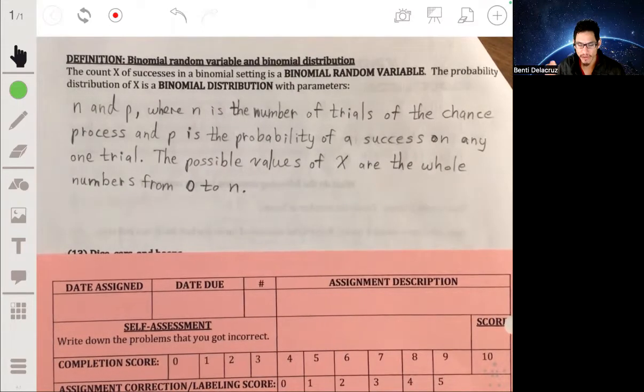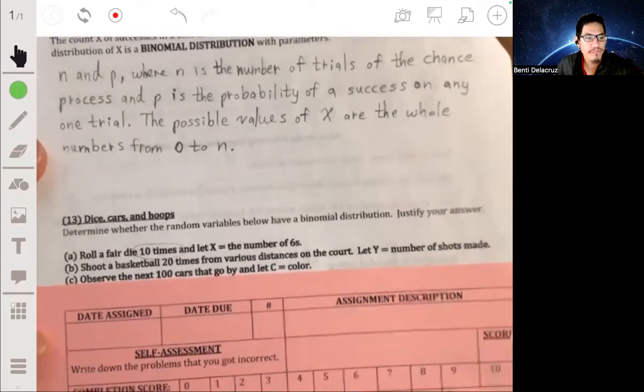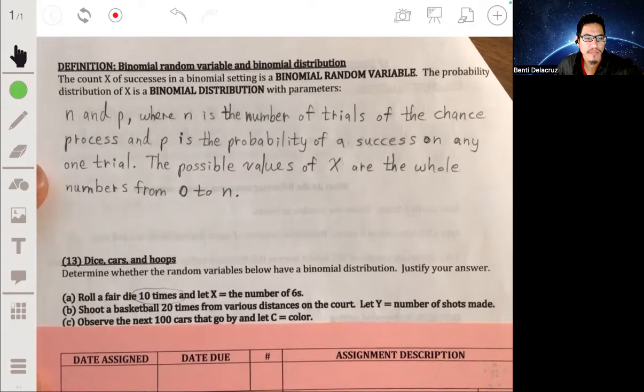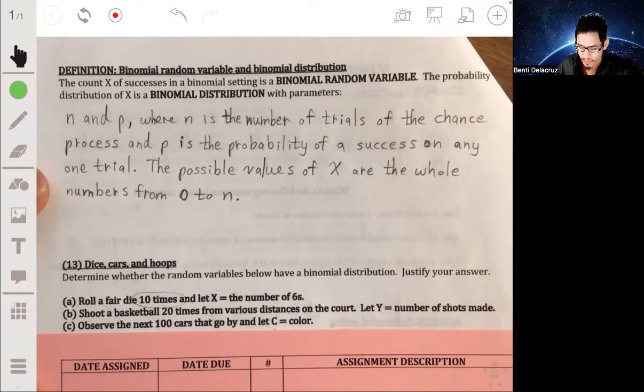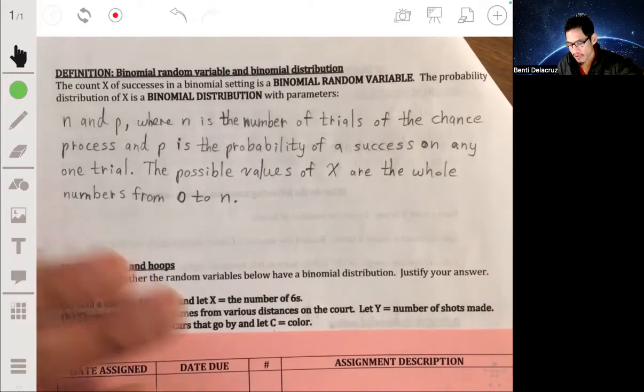You can't have like 2.5 or 3.5. Well, let's go through a practice problem. Here we're going to see which of these variables have a binomial distribution. So think to yourself right now.